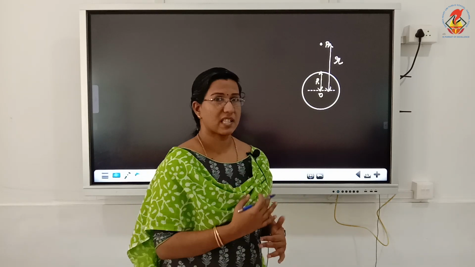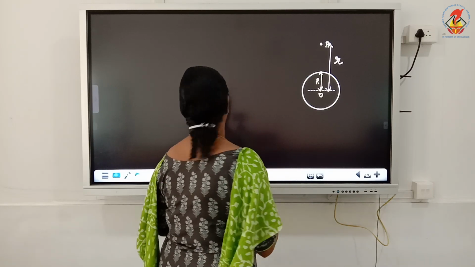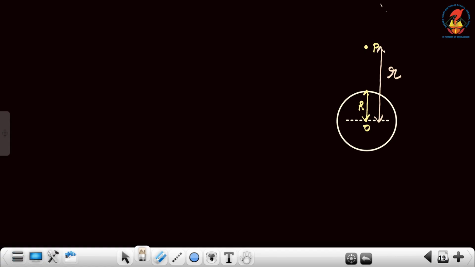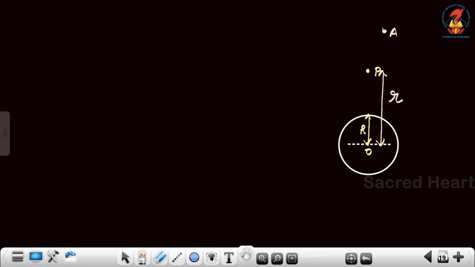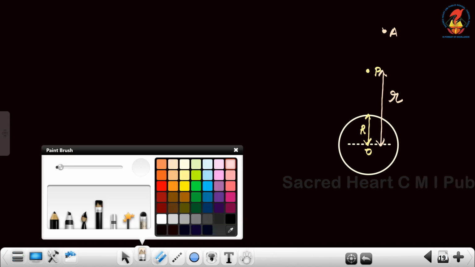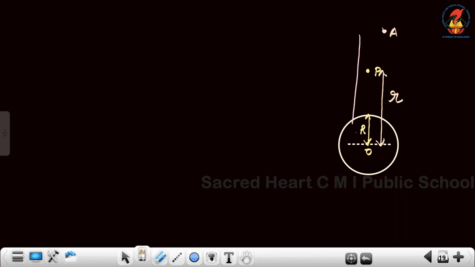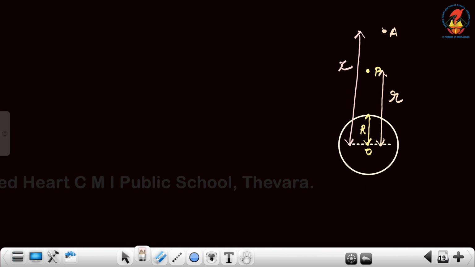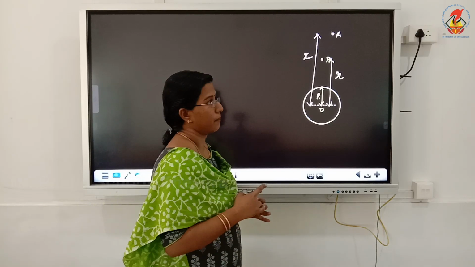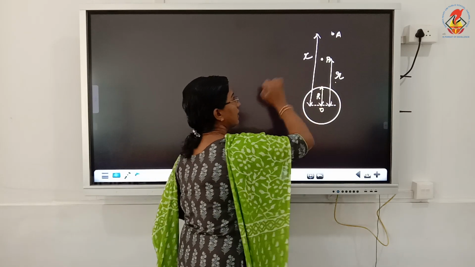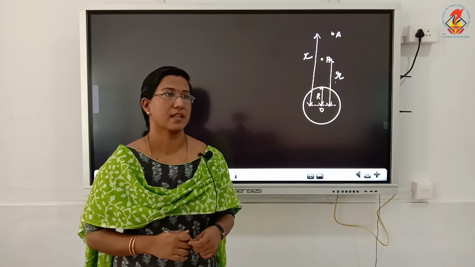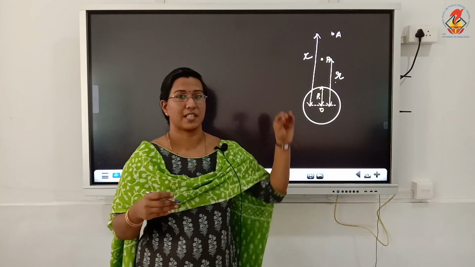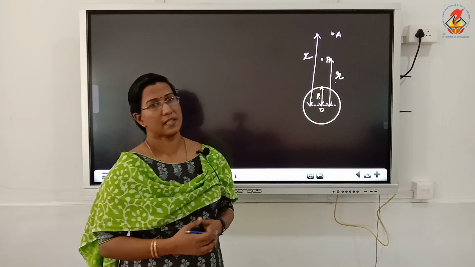For that, we consider another point A. Now this point A is at a distance x from the center of the Earth. So now we have point P and point A. Point P is at a distance r from the center of the Earth, and A is at a distance x from the center of the Earth, where we assume the object of mass m is placed.